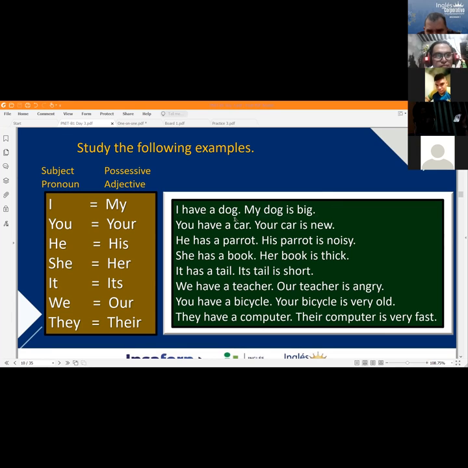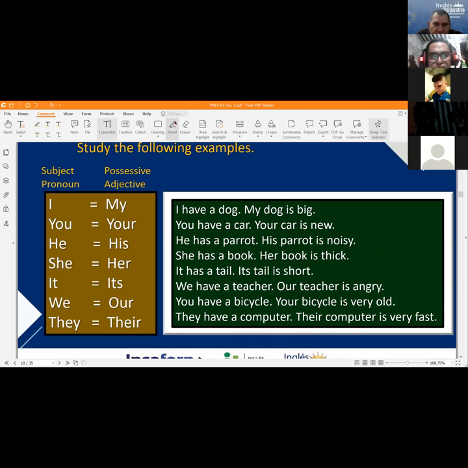Examples. I have a dog. My dog is big. You have a car. Your car is new. He has a parrot. His parrot is noisy. She has a book. Her book is thick. It has a tail. Its tail is short. We have a teacher. Our teacher is angry. You have a bicycle. Your bicycle is very old. They have a computer. Their computer is very fast.